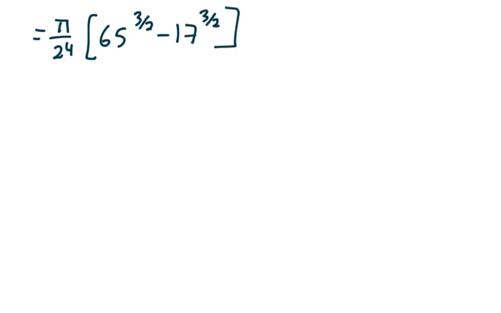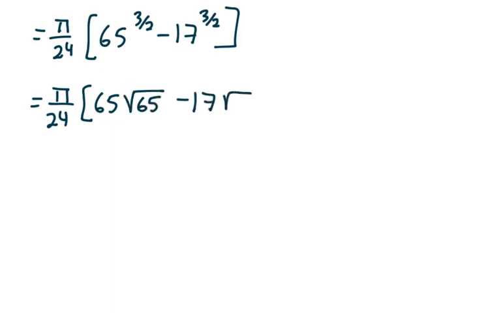So this is pi over 24 times, now I'm going to plug 65 in for u, and I'm going to get 65 to the 3 halves. Plug 17 in for u, and I get 17 to the 3 halves, and I subtract them. So this is pi over 24 times 65 root 65 minus 17 root 17. And that's how you do example 4.